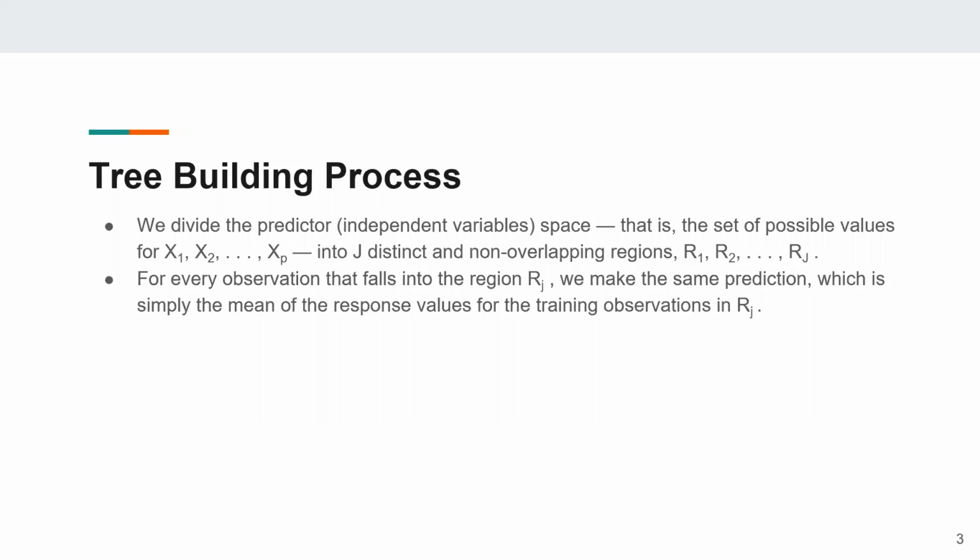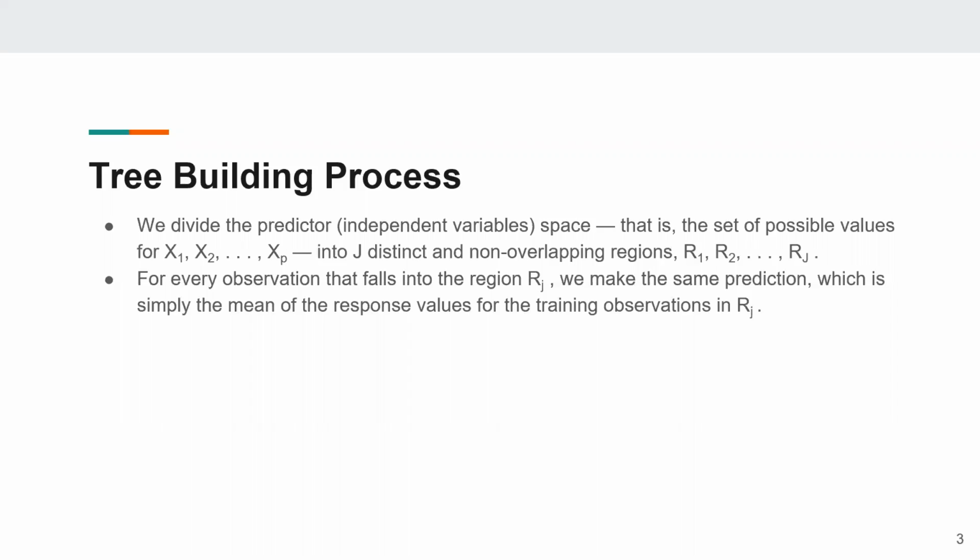The tree building process is we're trying to divide the predictor or independent variable space into different regions. That is, a set of possible values for x1 all the way to xp into J distinct and non-overlapping regions, R1, R2 all the way to RJ. Remember in the toy example that we had x variable versus y, we have 3 different regions, and in there we only have one independent variable, that is x. We divide based on that x into 3 distinct and non-overlapping regions.